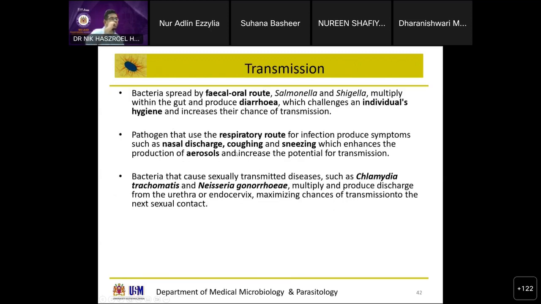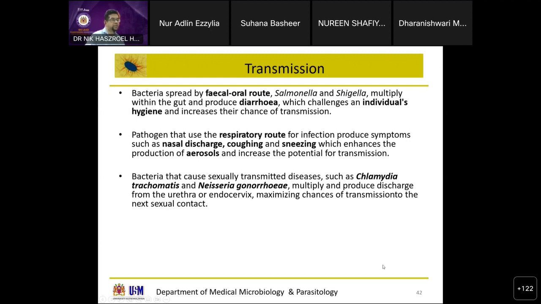So, mode of transmission. When we talk about mode of transmission, we talk about a few words. We don't have to talk a lot. We just say a few words like fecal oral route, or respiratory route, or sexually transmitted disease. So when we ask what is the mode of transmission, we just use these few words. You don't have to talk a lot. What is the mode of transmission for Salmonella or Shigella? We say fecal oral route.